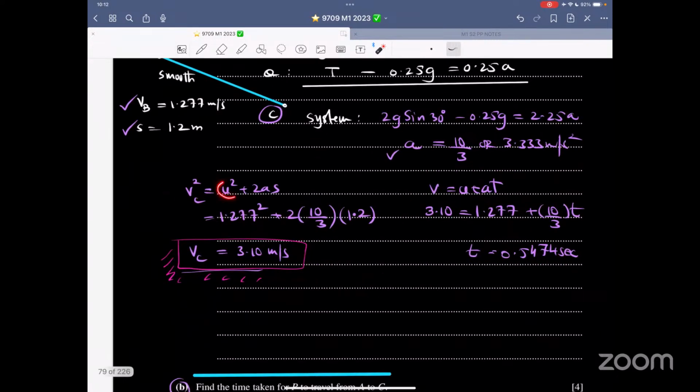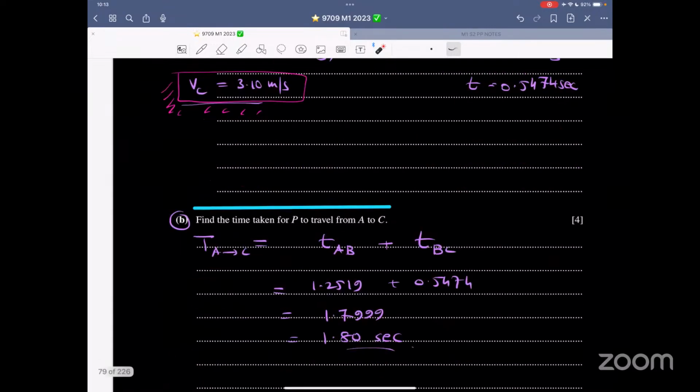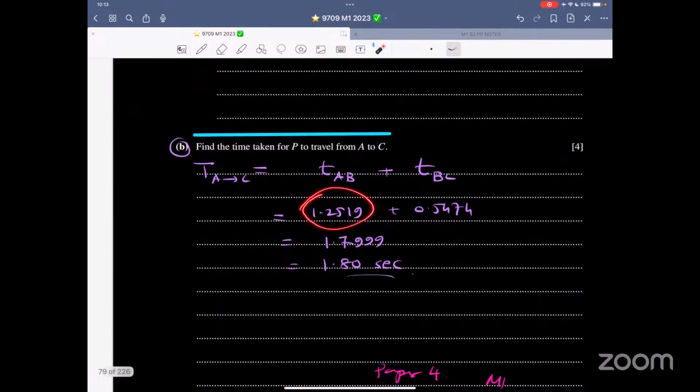Using this thing, this VB becomes this U. A is this new one, 10 over 3. S is 1.2. This comes out to be this. And the time taken to cover this path is 0.547. The total time is the time calculated earlier plus this one, and that comes out to be 1.8 seconds.